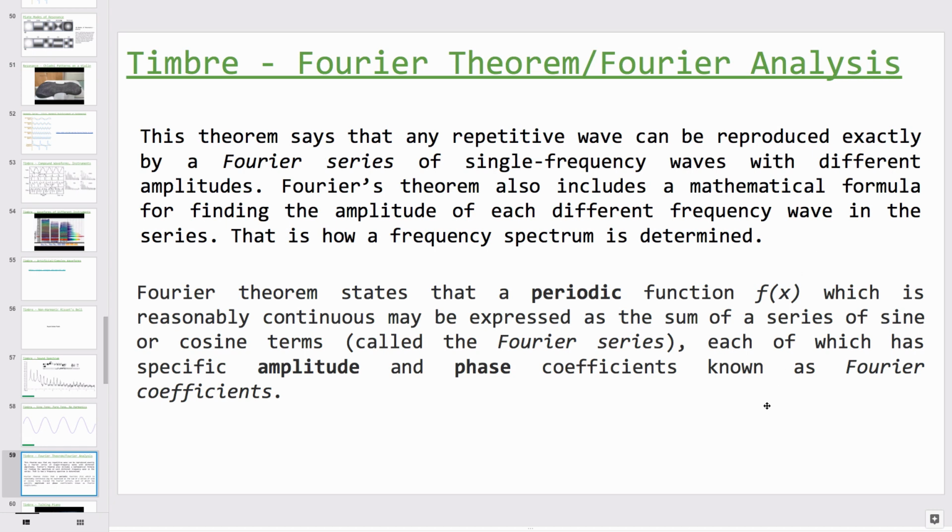Fourier's theorem states that a periodic function, a periodic function being something that essentially is pitched, which is reasonably continuous, may be expressed as a sum of a series of sine or cosine terms called the Fourier series, each of which has a specific amplitude and phase coefficients known as Fourier coefficients.